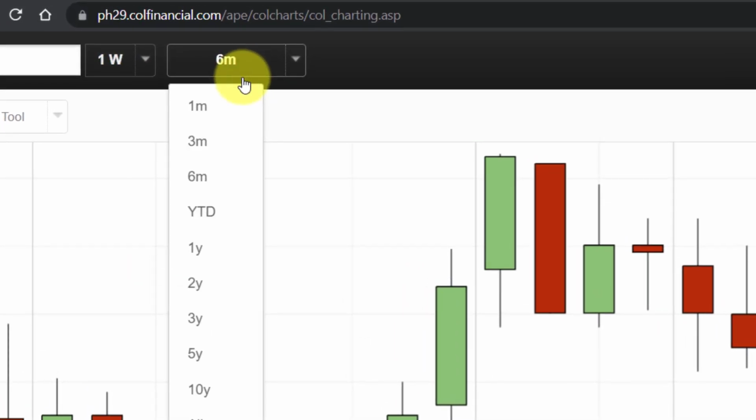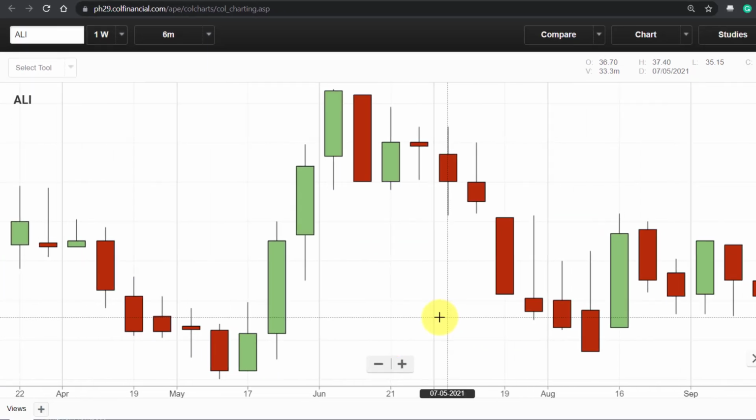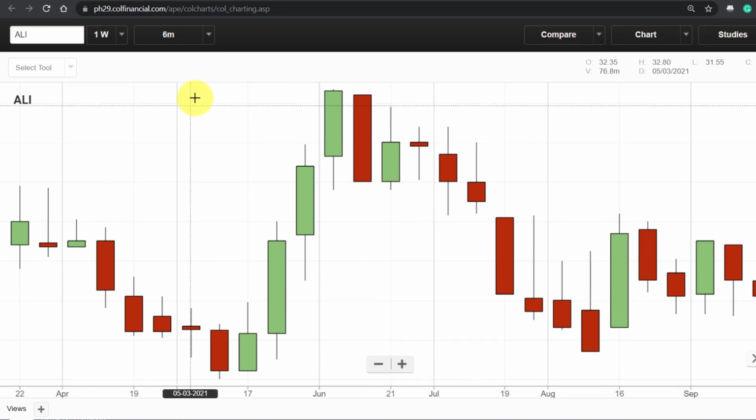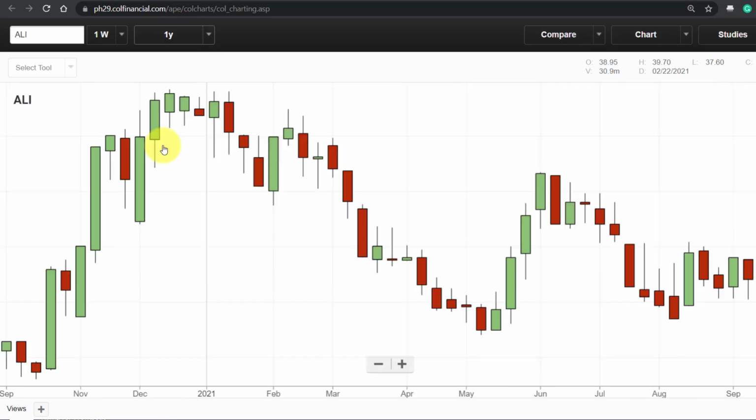Okay, and then of course ito yung period na 6M, which stands for 6 months. So this means yung nakikita natin is the price action ni Ayala Land in the past 6 months. If you would like to see yung year to date, you could also select year to date, and normally I would choose 1 year para makita natin yung price action niya in the past 1 year.